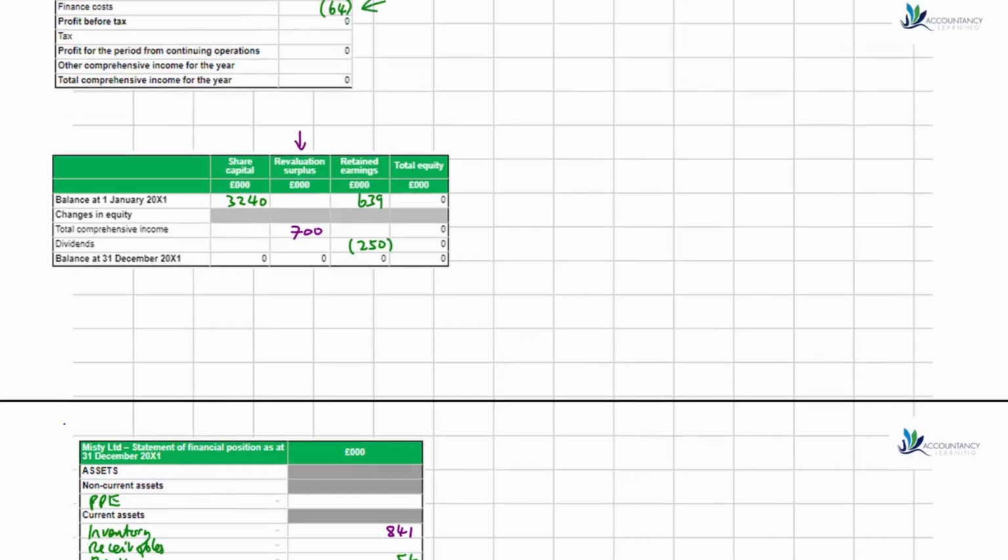Now that 700 also needs to appear as part of our other comprehensive income right at the very bottom of our statement of profit or loss.